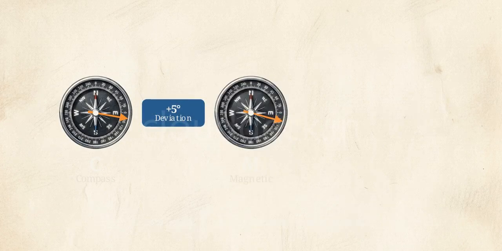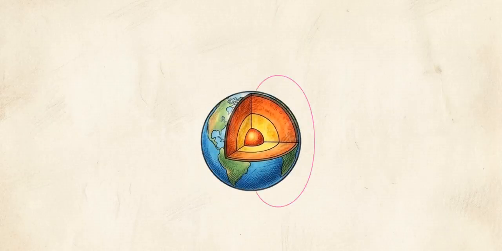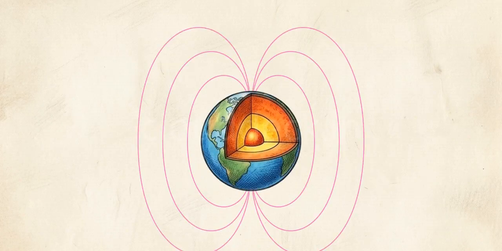Navigators resolve these static errors sequentially. Compass heading plus deviation equals the magnetic heading. Add the local variation, and you find your true geographic heading. Look at this cross-section of the Earth's magnetic field. This highlights a dynamic, fatal flaw in navigation.